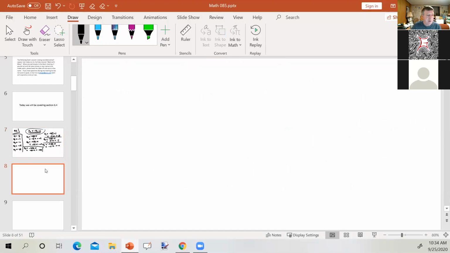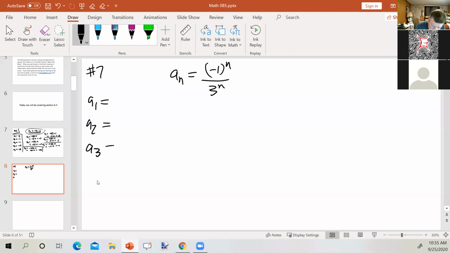All right, here is another question. This is problem number 7 from 14.2. Now, again, the numbers I'm giving are from a specific student, so you might have different numbers with yours, but the idea would be the same. This says, write the first 4 terms of the sequence. A sub n equals -1, the quantity, to the n power, over 3 to the n power. The first 4 terms. So a sub 1, a sub 2, a sub 3, and a sub 4.